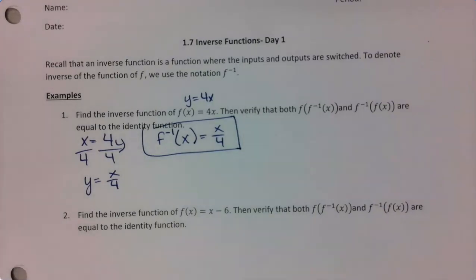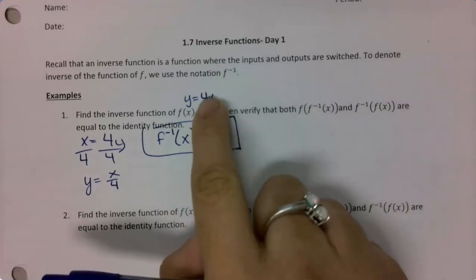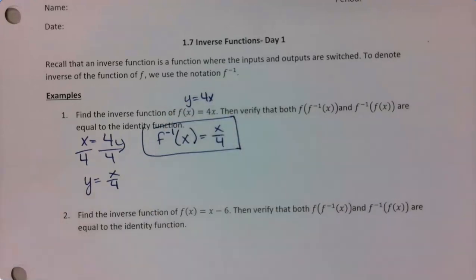Yeah? Wait, say that again? Oh, I switched my letters, x and y. Any other questions here?